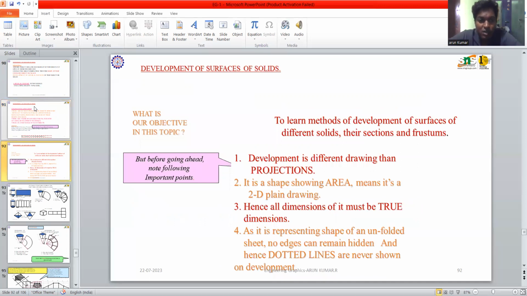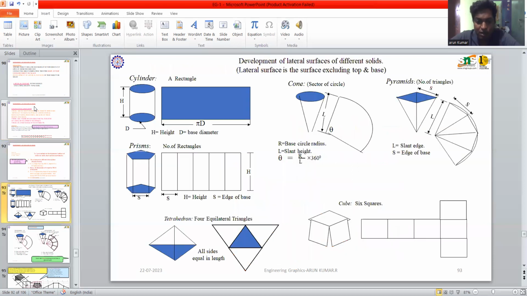So what is our objective in this topic? To learn the method of development of surfaces for different solids and their sections and frustums. Development is a different drawing from the projections. First, it is a shape showing the area, which means it is a 2D plane drawing. Hence, all the dimensions must be true dimensions, as it represents the shape of an unfolded sheet. No edges can remain hidden, and hence dotted lines are never shown on the development of a surface.